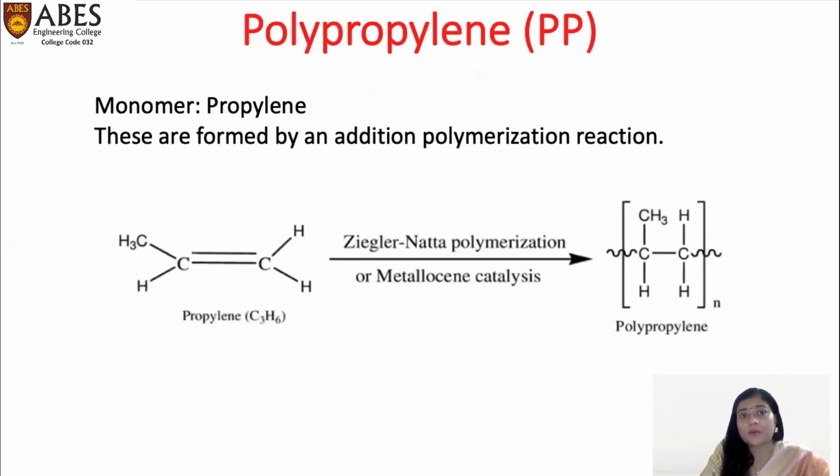The second important polymer as thermoplastic is polypropylene. The monomer is propylene. Like polythene, they are also formed by the addition polymerization process. You can see over here, this double bond breaks and they further add together to form a chain-like structure in the presence of Ziegler-Natta catalyst.